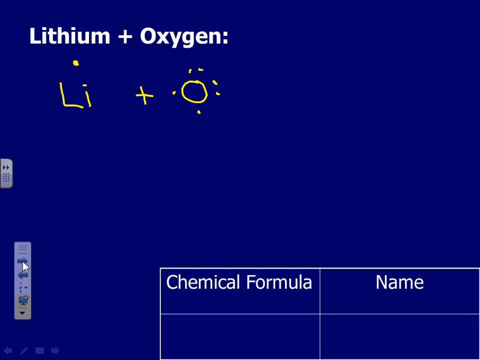Because lithium only has 1 to give away, we're simply going to draw another lithium. So 2 lithium atoms are going to be needed to take care of the oxygen, because oxygen needs 2, and lithium only has 1. So when the match isn't so nice, we simply add enough of them in order to make it work out. So 1 lithium is going to give it there, the other lithium is going to give it there.